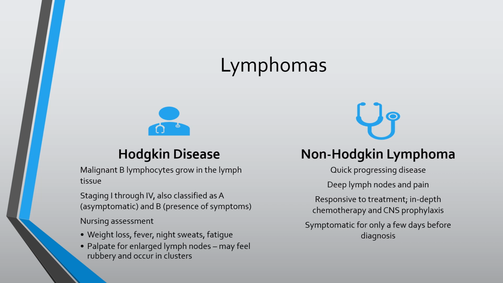Some of the signs and symptoms that we may see are weight loss, fever, night sweats, fatigue. When you palpate, you will feel enlarged lymph nodes that may feel very rubbery and clustered. That's a very classic symptom of Hodgkin's disease. Non-Hodgkin's lymphoma is about 60% of our pediatric lymphomas. It's a quick progressing disease. Again, deep lymph node and pain, but they're deep enough that we're not going to be able to palpate very well. They usually are very responsive to treatment, symptomatic for only a few days before being diagnosed.